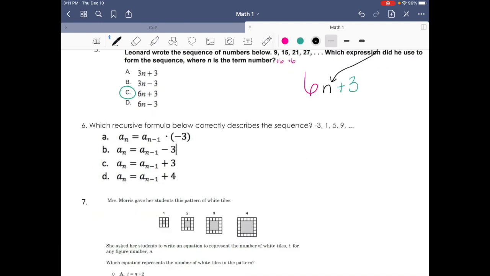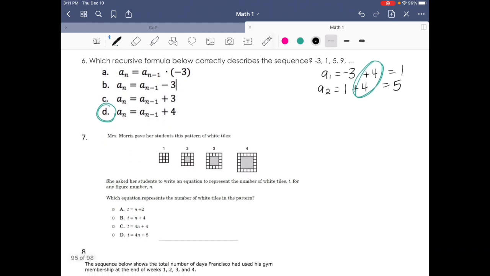So recursive formula below, which one describes the following sequence? So our first term is -3. All right, so if we have -3, how do we get from -3 to 1? So -3 to 1 would be adding 4. And then the second term would be 1. So 1 plus 4, that would give me 5. So we're adding 4 each time. So the one that shows me adding 4 to the previous term is D.